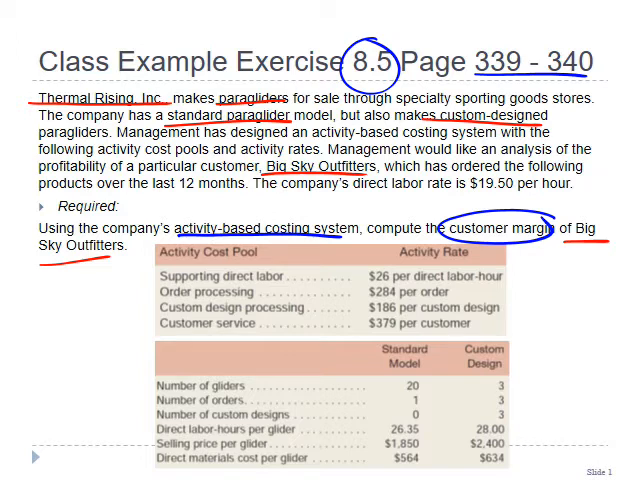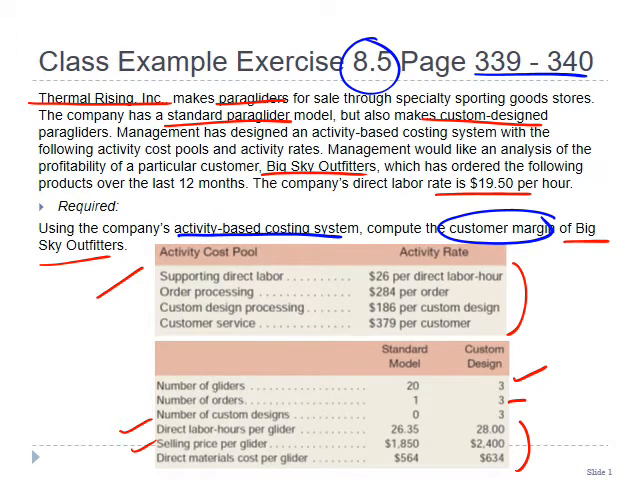So the other data is that the company's direct labor rate is 19.50 per hour. So this is their activity cost pools, and these are activity rates. So this is the segregation of their standard model and custom design. So they ordered one order, each including 20 standard ones, and there are 3 orders. Each order contains 3 custom designs, right? And this is how the data is given here: direct labor hours, selling price as well, direct material as well.